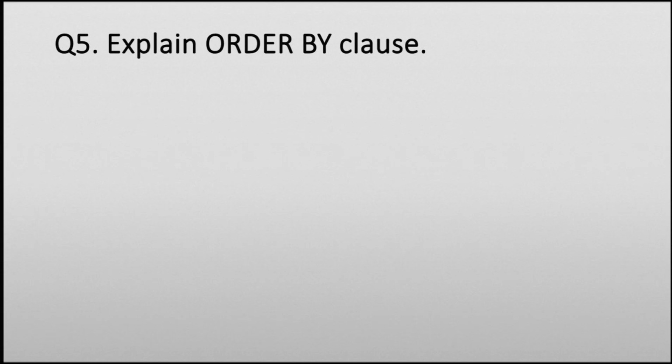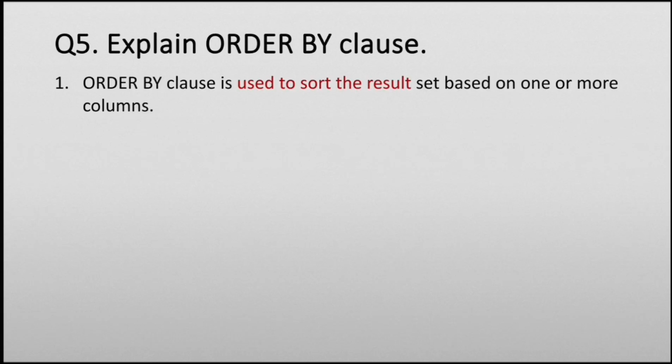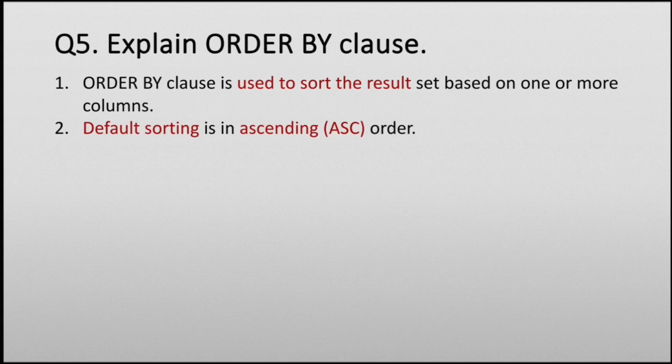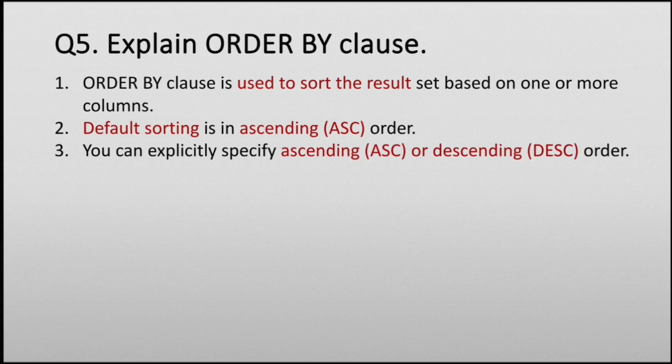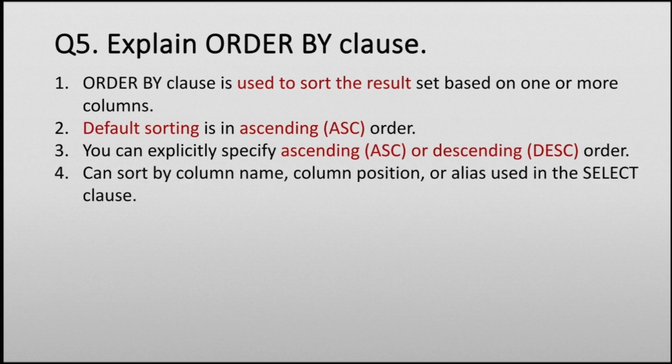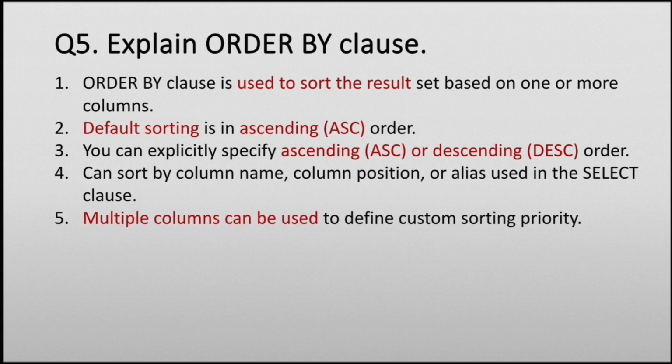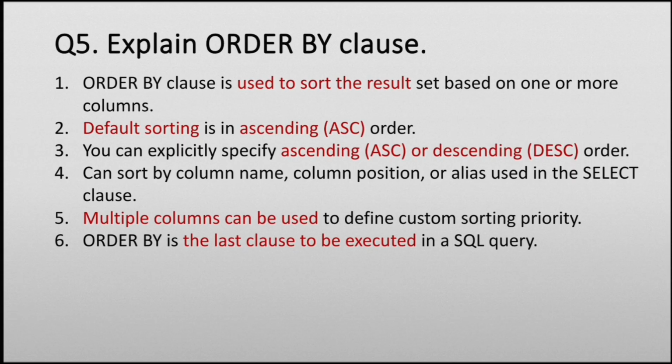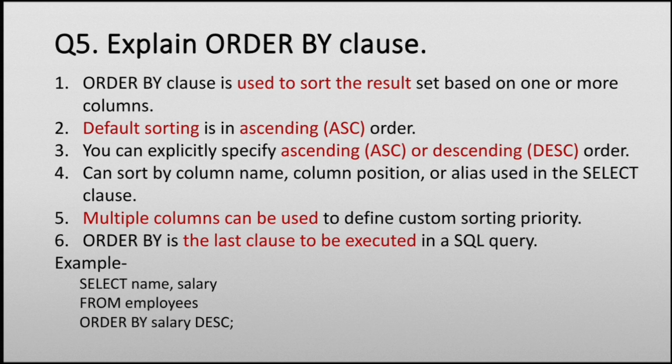The next question is explain order by clause. Order by clause is used to sort the result based on one or more columns. Default sorting is ascending order denoted as ASC. You can explicitly specify ascending or descending order. We can sort by column name, column position, or alias used in the select clause. Multiple columns can be used to define custom sorting priorities. Order by clause is the last clause to be executed in the SQL query. You can mention the example if needed.